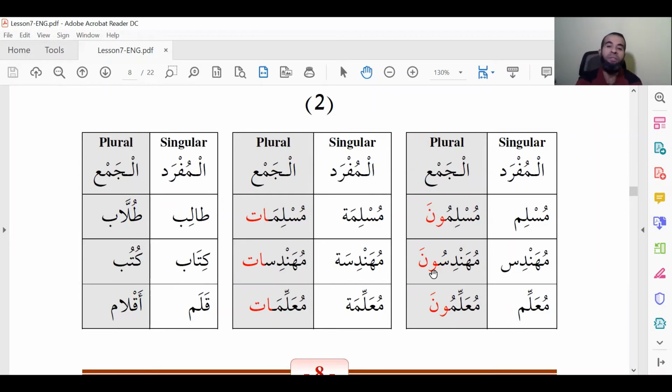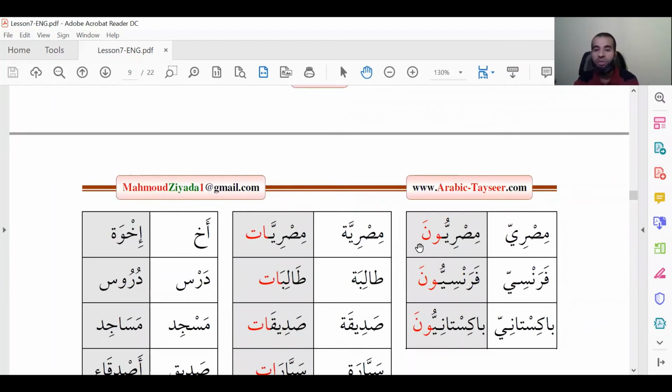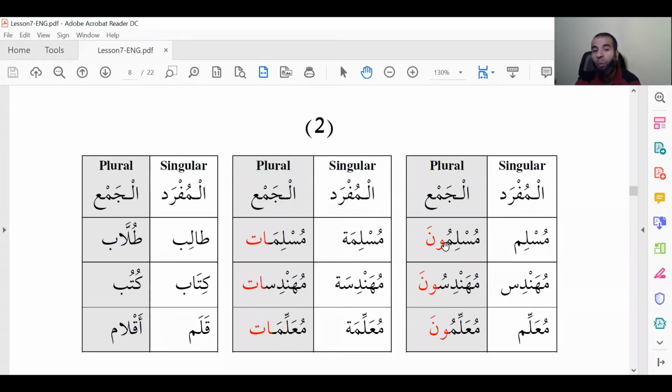مهندس مهندسون. معلم معلمون. مصري مصريون. فرنسي فرنسيون. باكستاني باكستانيون. So this is regular plural for masculine. It ends with وَأُون. The second type is also regular but mostly for feminine. مسلمة becomes what? مسلمات. So we delete تا مربوطة and put ألف وتاء.